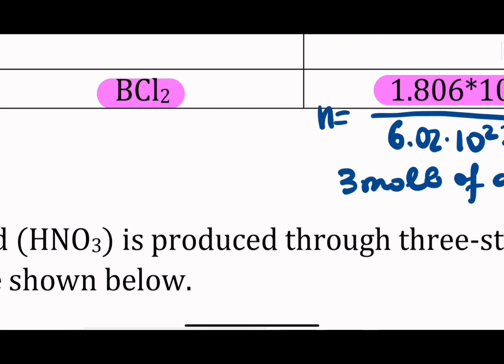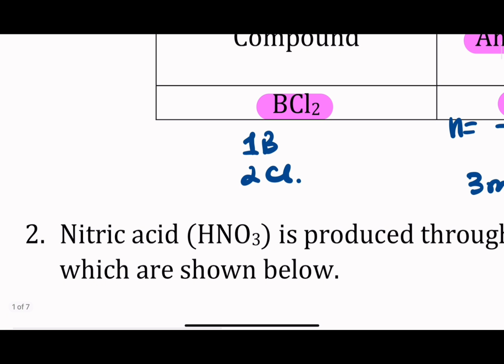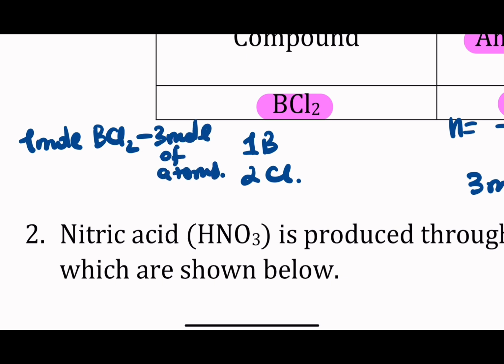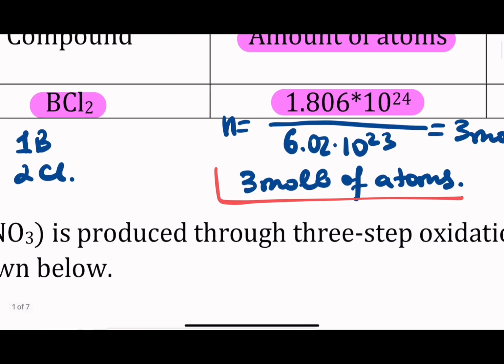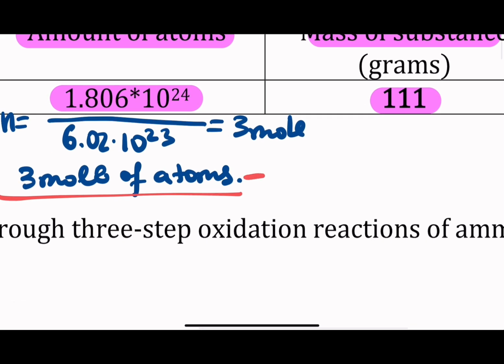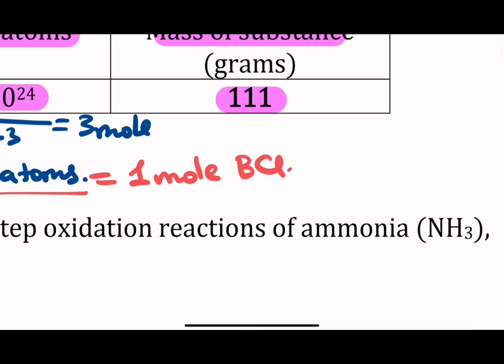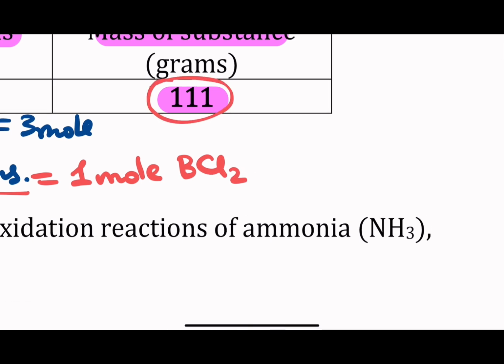Now, when you look at BCl2, you can see that there is 1 B and 2 Cl in there, right? So that means 1 mole of BCl2 has 3 moles of atoms. This is exactly what we have, right? We have 3 moles of atoms. That means we have 1 mole of BCl2. Now, when you look at here, it says we have 1 mole of it is 111 grams.